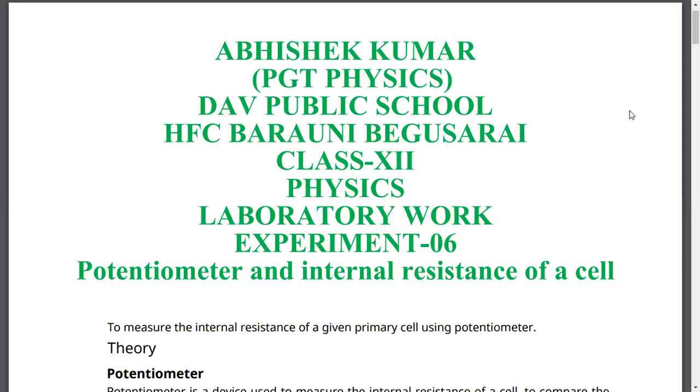Dear students, as we have already discussed virtually the fifth experiment on the topic comparison of EMF of two cells using potentiometer.